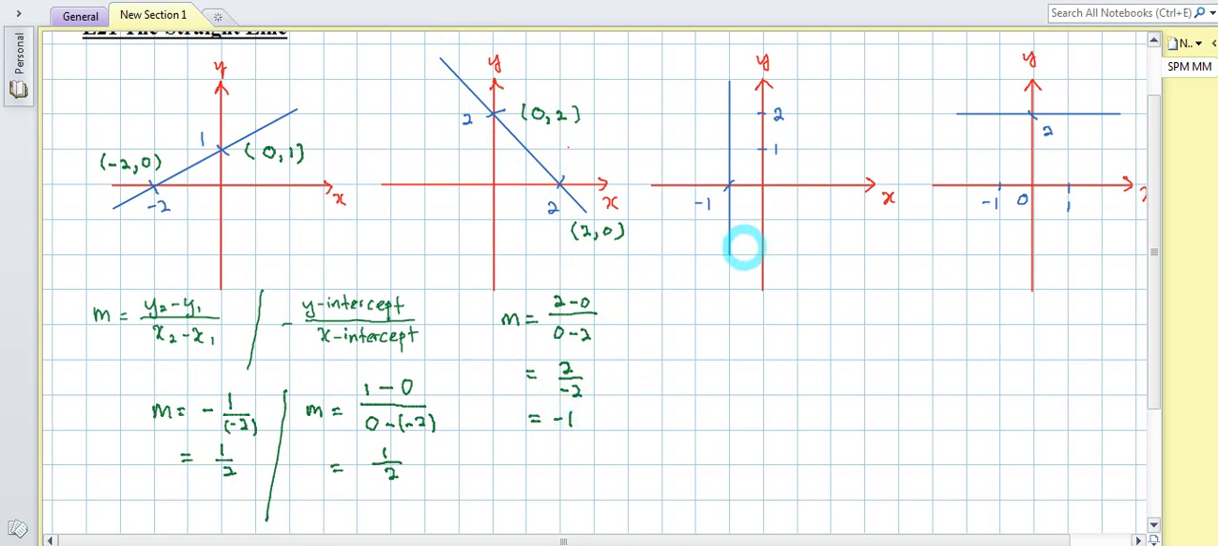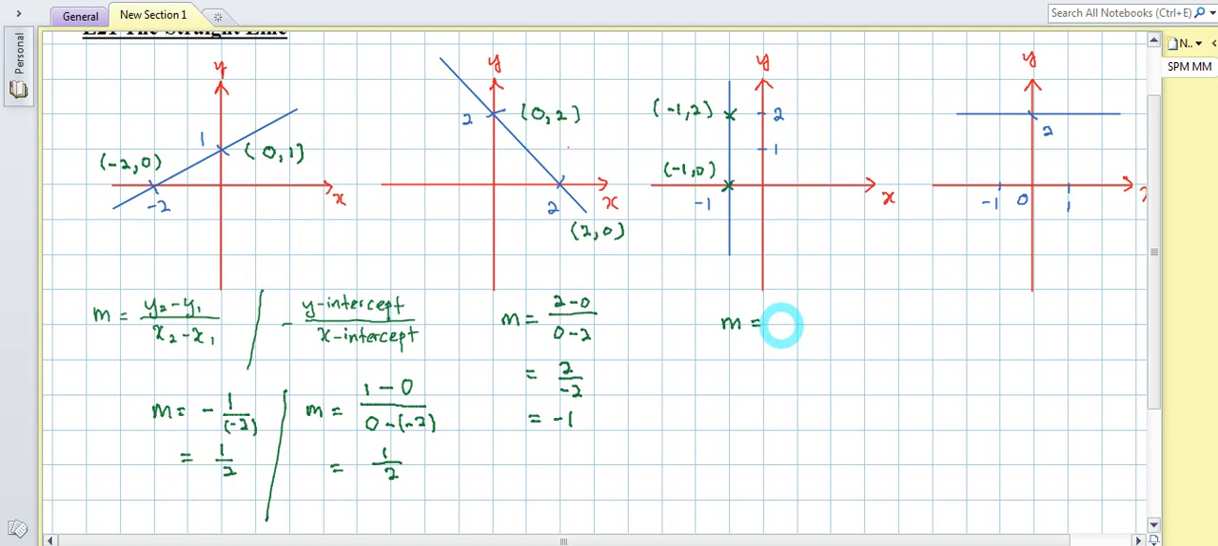Okay, how about this one? So here we have a lot of points. I just simply choose 2 points for you. What's the coordinate for this point? The coordinate for this point must be (-1, 0), right? So how about this point? Okay, so here will be (-1, 2).